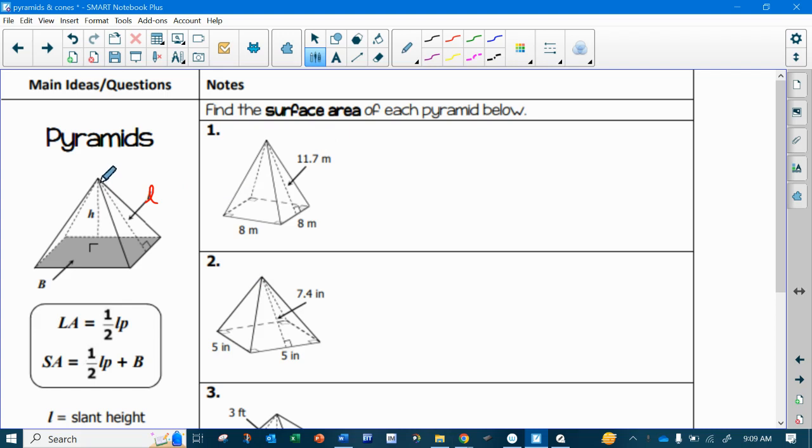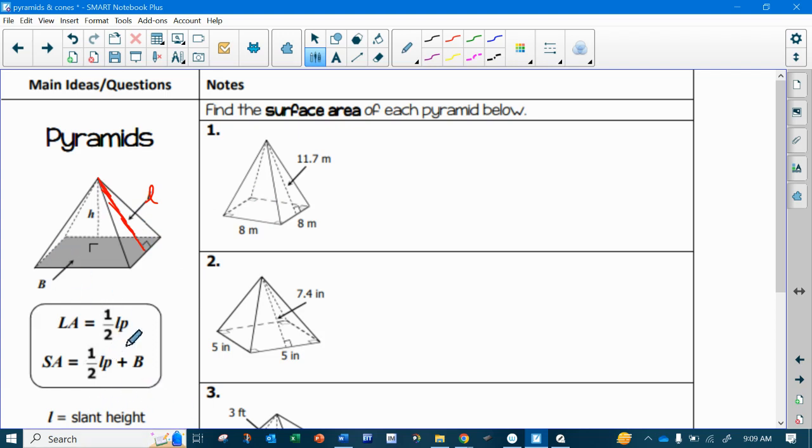The slant height is this piece right here. It is the height of the triangle that's leaning. So I always refer to it as the leaning height. Because if you took your pyramid and unfolded it flat, this would just be the height of that particular triangle. But when you build your pyramid back and it leans in, it becomes slanted. So it's called the slant height.